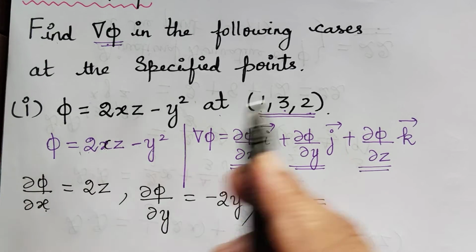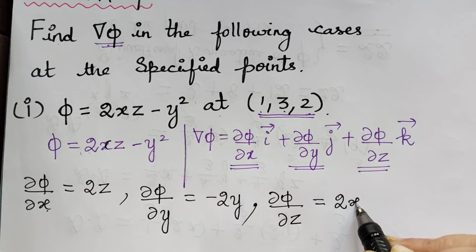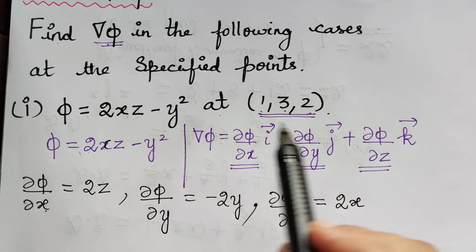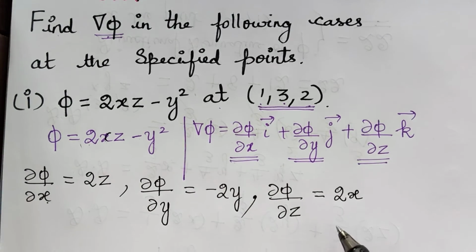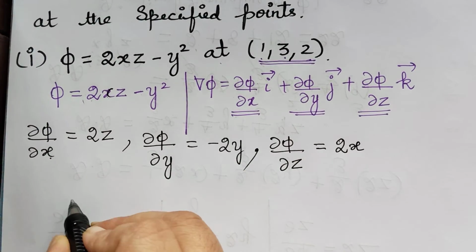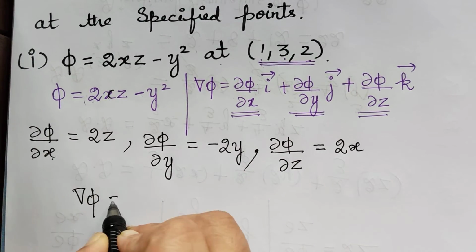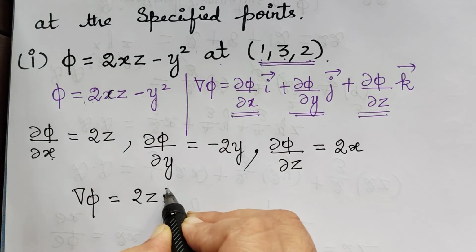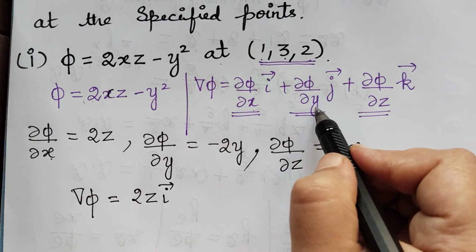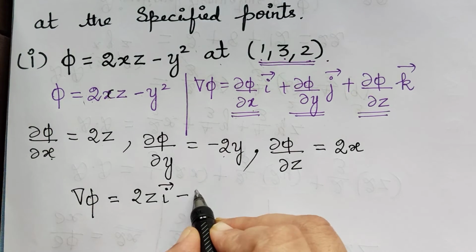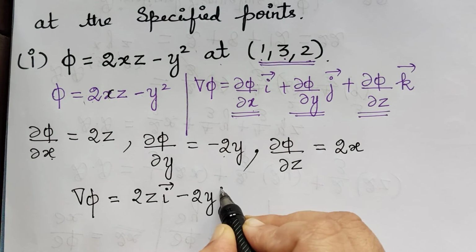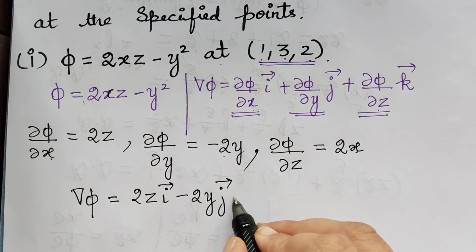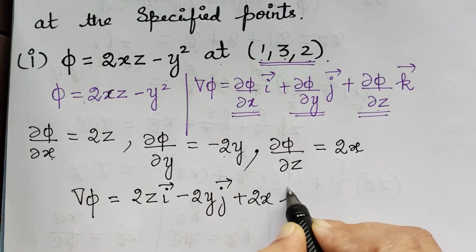So this term when differentiated, we will be left with 2x, and the differentiation of z will be 1. And this is a constant, so it becomes 0. So after obtaining these values, let us substitute in nabla phi. So nabla phi will be equal to, what is ∂φ/∂x, 2z i vector, plus ∂φ/∂y is minus 2y. So it will be minus 2y j vector, plus ∂φ/∂z is 2x. So plus 2x k vector.